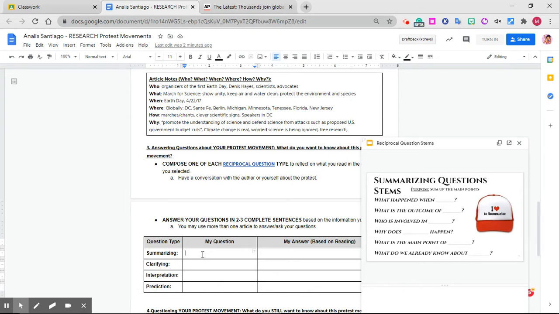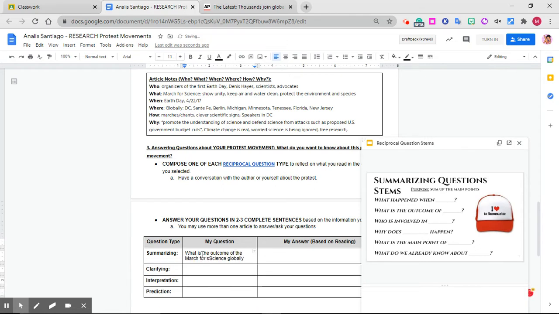So I'm going to look at those and think of something that I could answer in 2 or 3 sentences based on the information that I have. Now, summarizing this question should be pretty easy because I should be able to get most of these from my notes. So I could say, what is the outcome of the March for Science globally? And that I can answer based on my article.